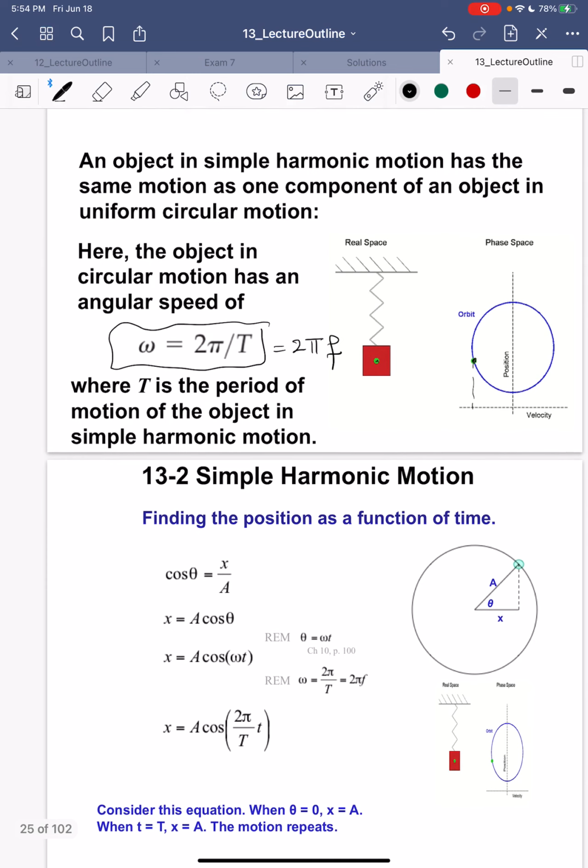Now, if we wish to find the position as a function of time, because we said it can be described by a sine or a cosine, I can say x equals A cosine theta, and that theta is going to be omega times t.